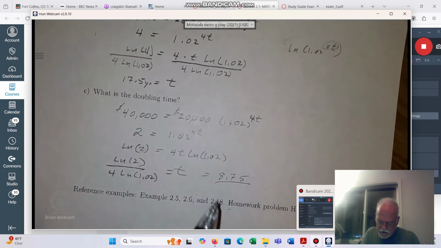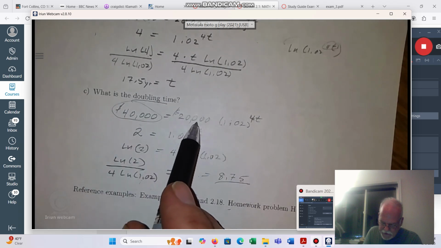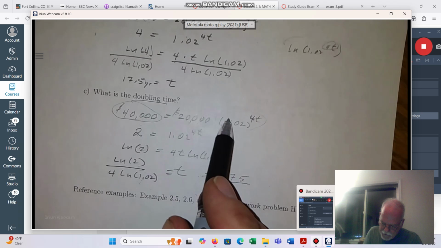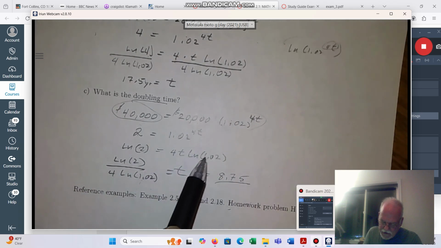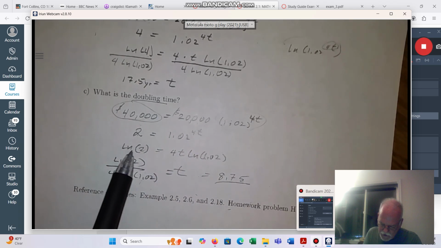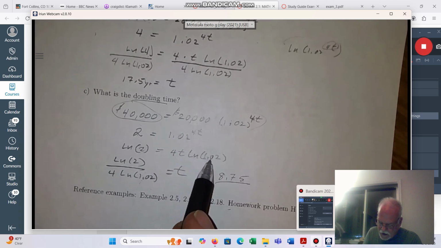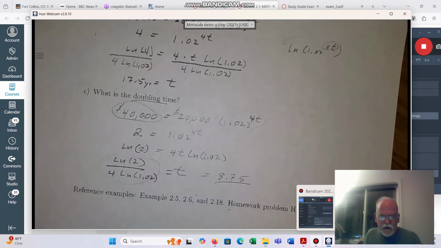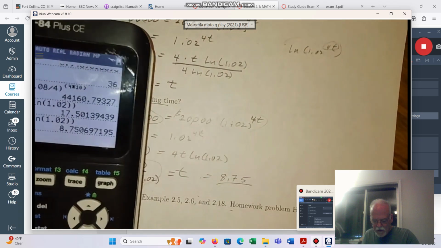So again, to do the doubling time, I set twice the original amount. When I divide both sides by the original amount, I have a 2 on this side, and what's left here is the 1.02 to the 4t. Natural log will pull that exponent down, and then I have natural log of 2 equal to that, dividing both sides by 4 and natural log of 1.02, which I did right there. I'm running it through the calculator and I get that answer right there.